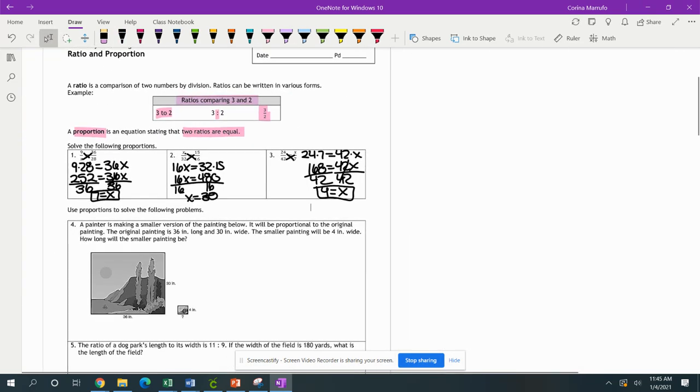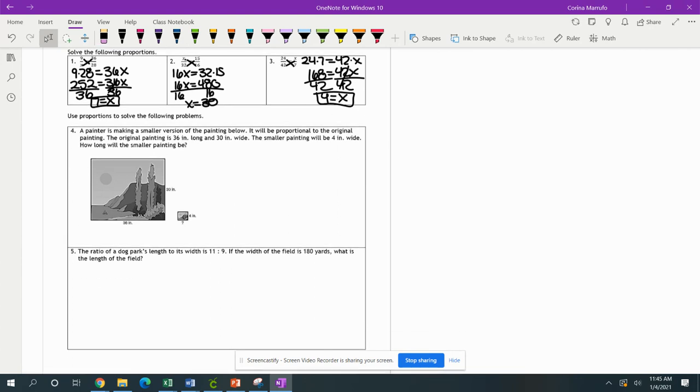All right. So on the next one, it says use proportions to solve the following problems. A painter is making a small version of the painting below. It will be proportional to the original painting. The original painting is 36 inches long and 30 inches wide. The smaller painting will be 4 inches wide. How long will the smaller painting be? So you're going to make your own proportion. We have the big painting, and then we have the small painting.